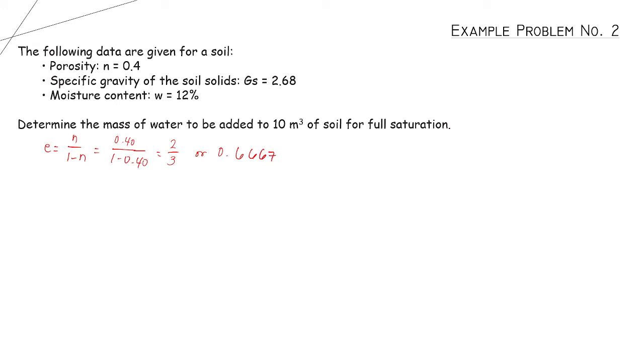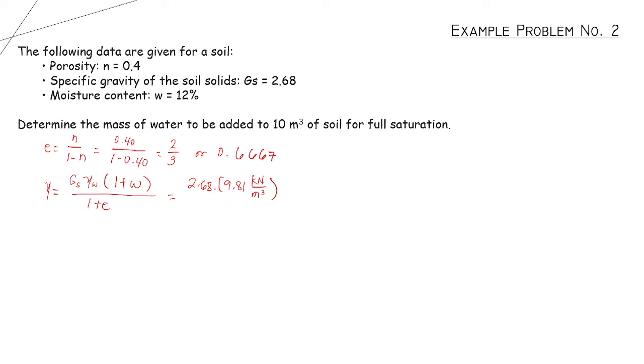And then, let us find the moist density. So, this is equal to Gs times the unit weight of water times 1 plus moisture content all over 1 plus e. And then, substituting the values, so 2.68 times 9.81. So let us express this in kilonewton.